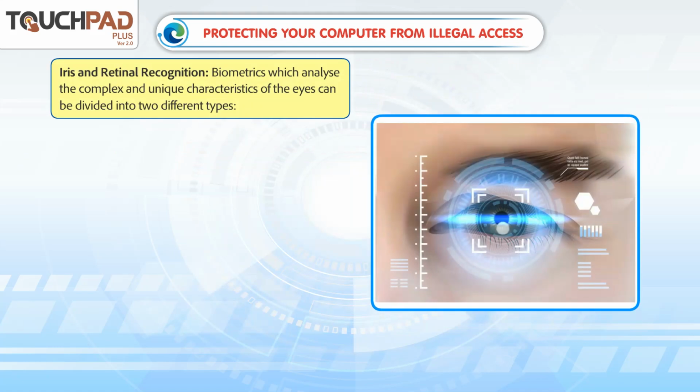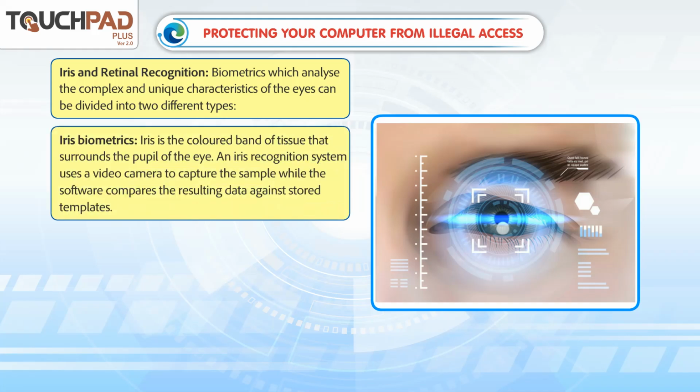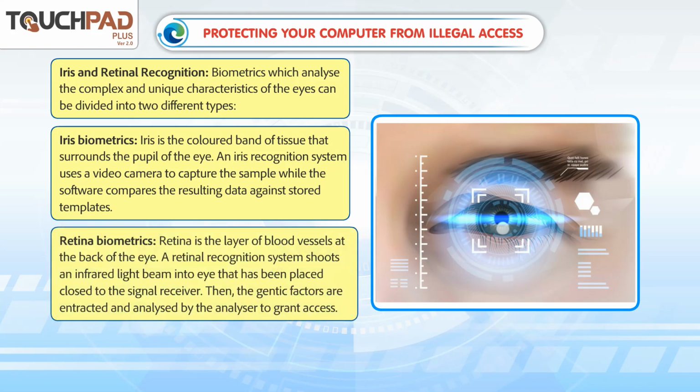2. Iris and retinal recognition. Biometrics which analyze the complex and unique characteristics of the eyes can be divided into two different types. Iris biometrics. Iris is the colored band of tissue that surrounds the pupil of the eye. An iris recognition system uses a video camera to capture the sample while the software compares the resulting data against stored templates.